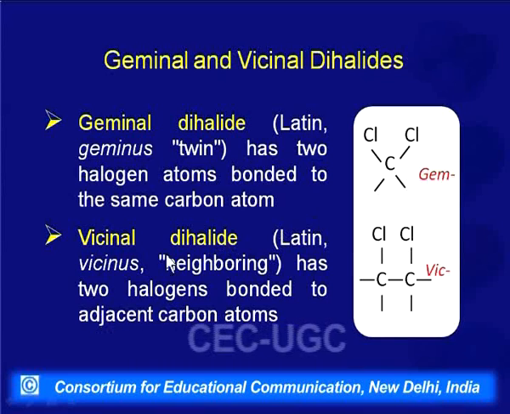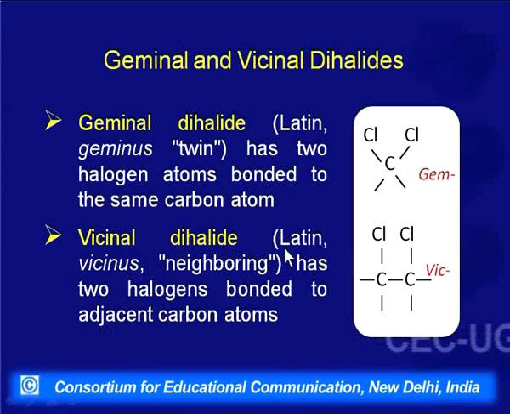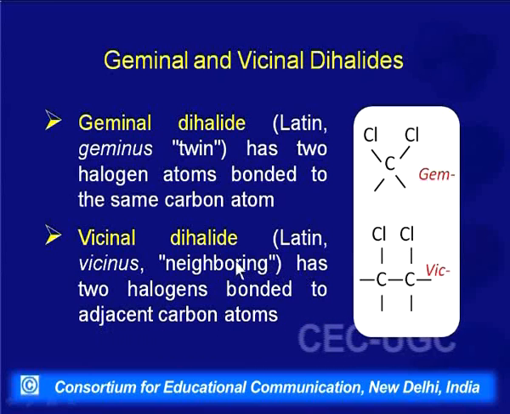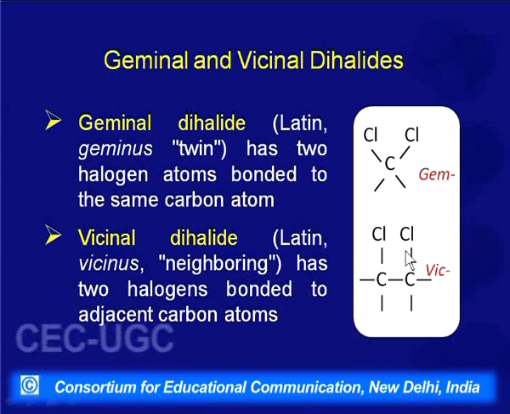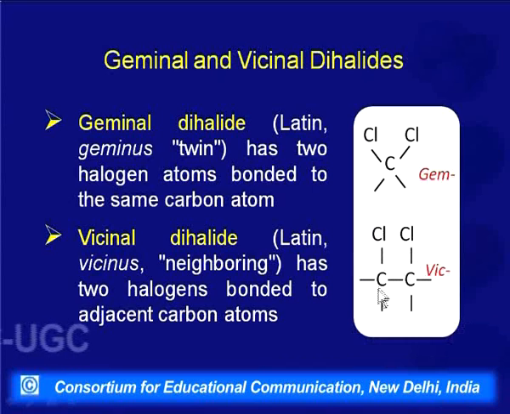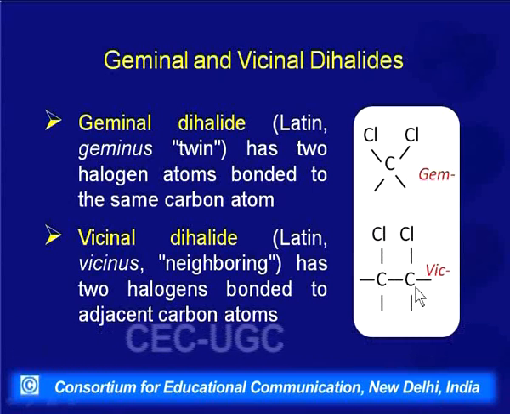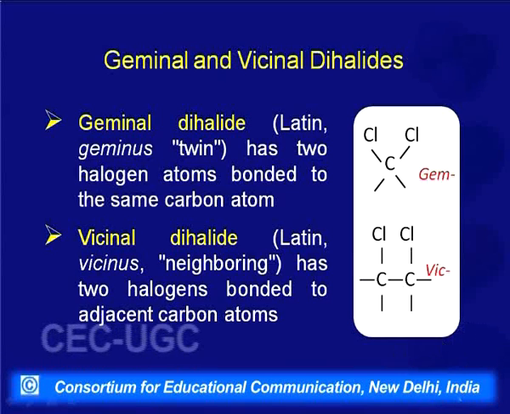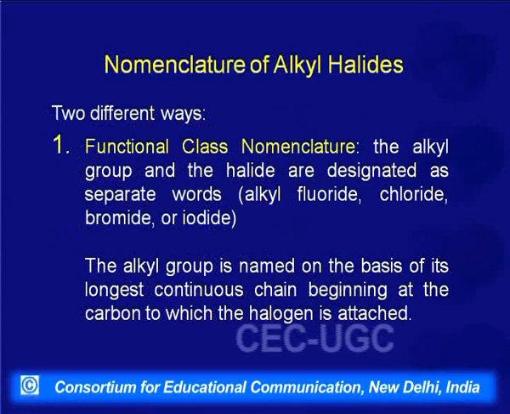And the other type is vicinal dihalide. Vicinal comes from the Latin word vicinus, which means neighboring. It has 2 halogens bonded to adjacent carbon atoms. As you see in this structure, the 2 carbon atoms are there, and a chlorine atom each is attached to the 2 carbon atoms. In this case, we call it vicinal dihalide. So, this is the way we classify the alkyl halides.